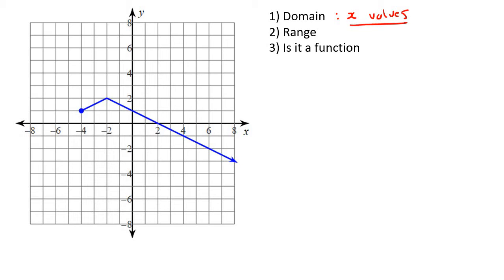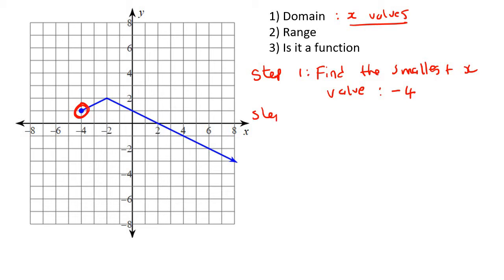So what you're going to do, step one, find the smallest x value. Remember the x values are these ones. The smallest one would be over here, so that's going to be at -4. Step 2, find the largest x value.